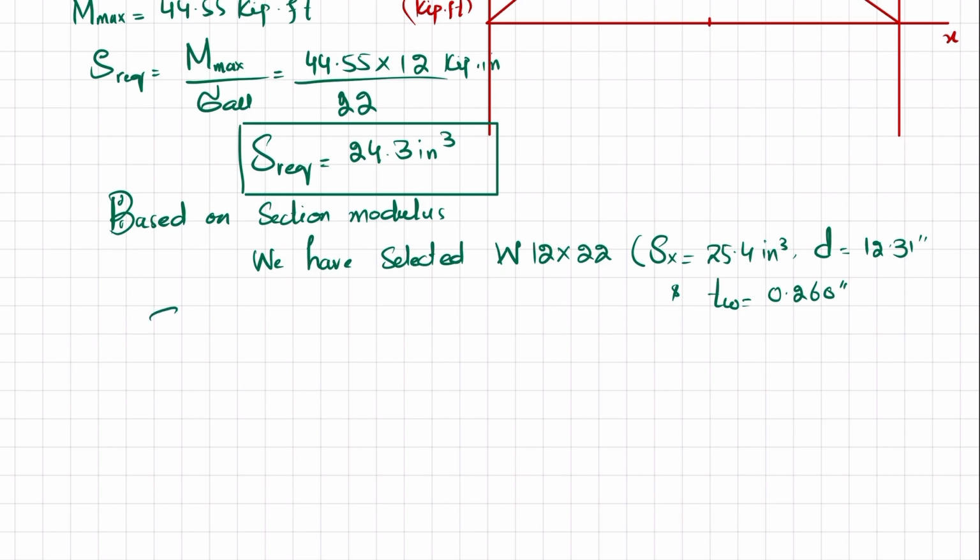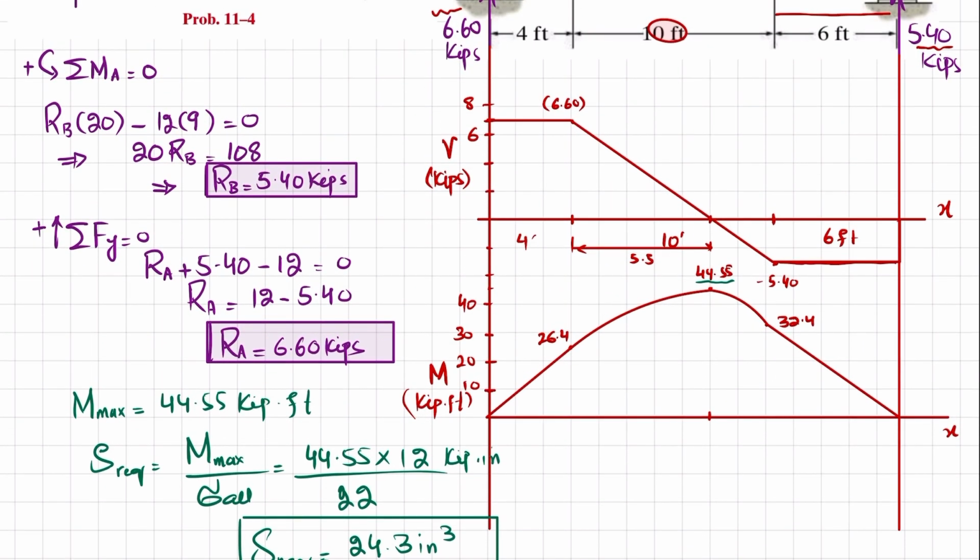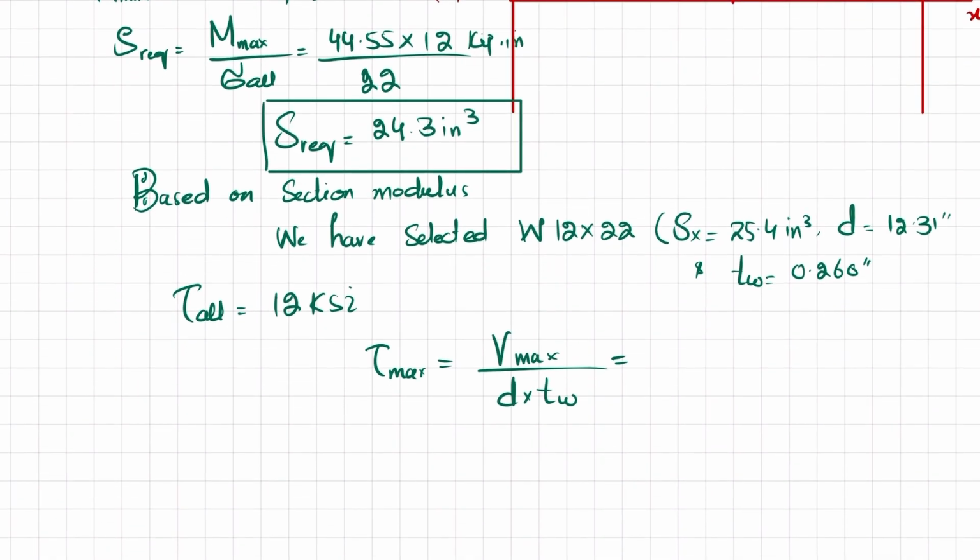Now we will check whether we have selected a correct beam that will satisfy our condition. We also have allowable shearing stress given as 12 ksi, so we will check that. We know that maximum shearing stress is equal to V max divided by height of this beam into thickness of web. So V max from this diagram can be seen that it is 6.60, the maximum value.